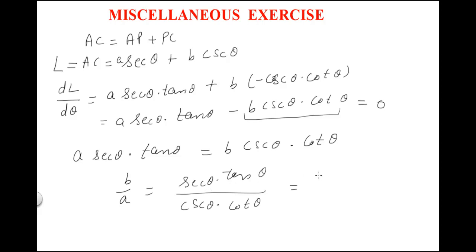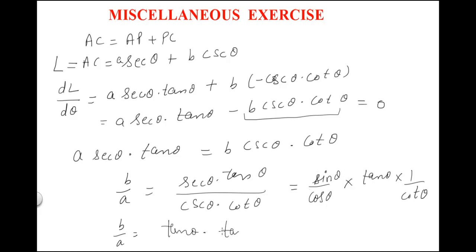We will get, see, secant is 1 upon cos, cosec is 1 upon sine, so it will come in the numerator, into tan theta into 1 upon cot theta. Now we know b divided by a will be equal to sine theta upon cos theta is tan theta multiplied with tan theta, and 1 upon cot theta is also tan theta. So we have tan cube theta.